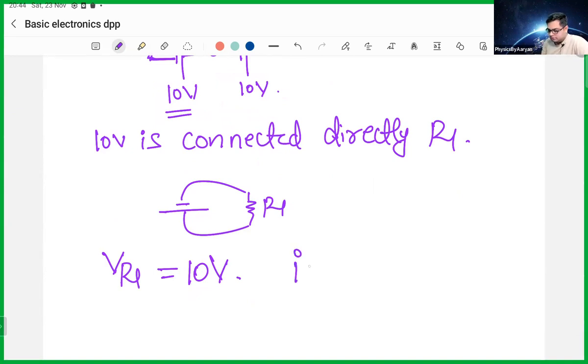Right. So what is the current here? Current will be voltage by resistance. Voltage is how much? 10. How much is the resistance? 20. So you get the answer 0.5. 0.5 ampere.